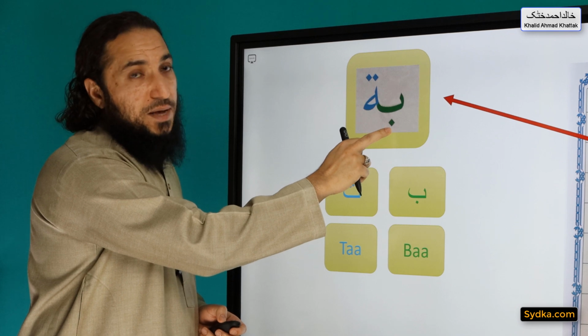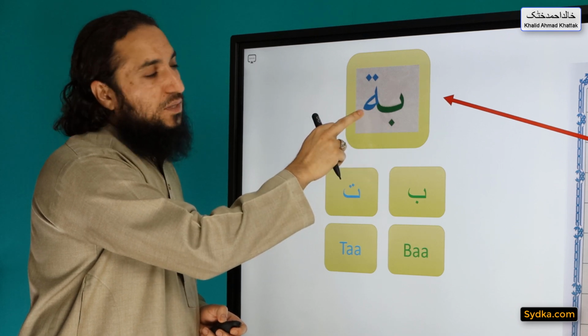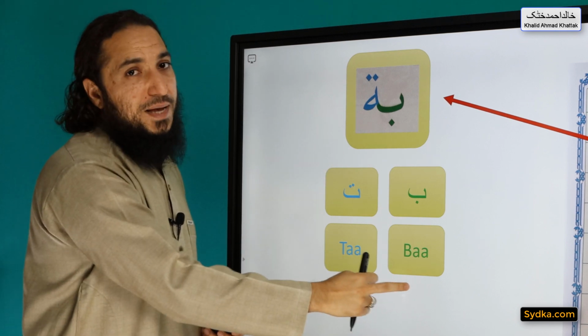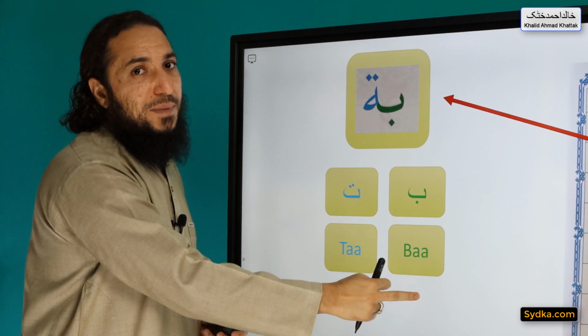The first letter is ba. The second one is called ta marbuta, and it is actually ta, another way of writing ta. Ba, ta.